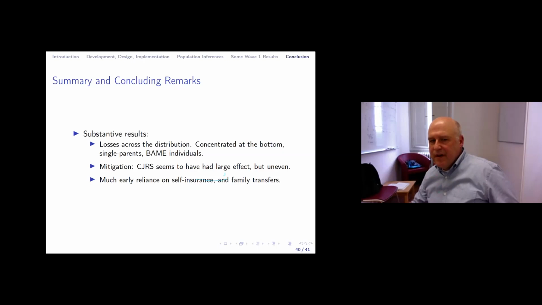There also seems to be much early reliance on self-insurance. A lot of people are using up their savings, and a lot of people are receiving transfers from family or friends to get through this difficult period. We see that in the data. The wave 2 data will be out very shortly. Wave 3 is in the field, so it will be important to track these things as we go along. And of course, anyone can download the data and do this analysis. Thank you very much. Those are my prepared remarks.